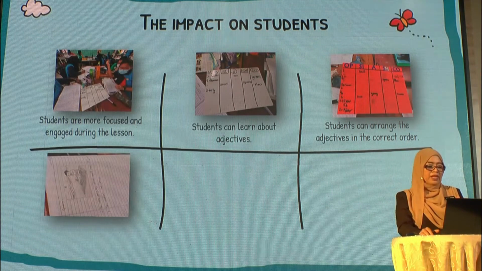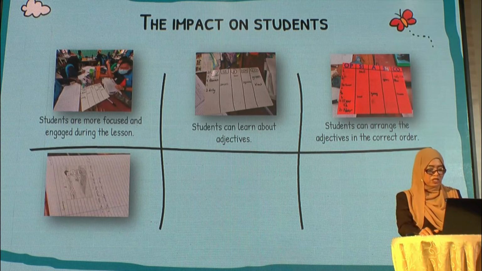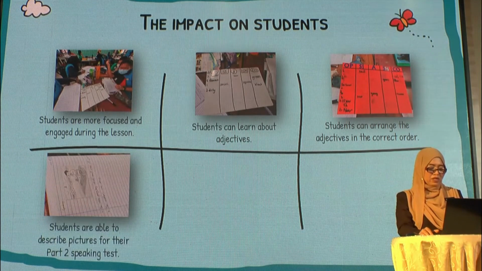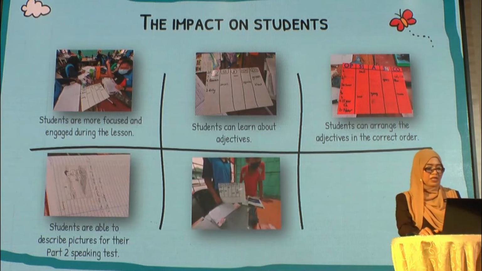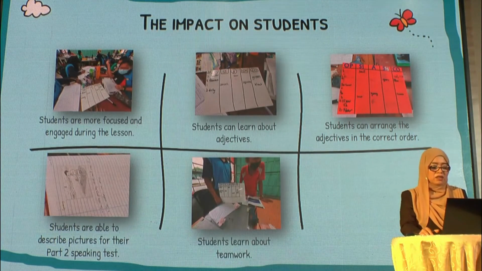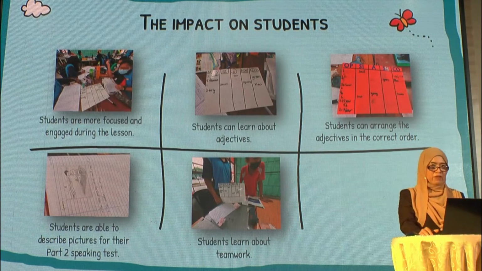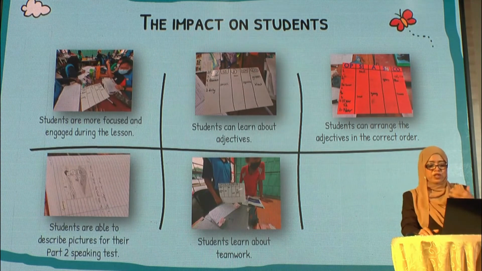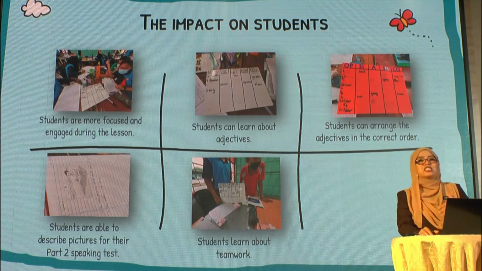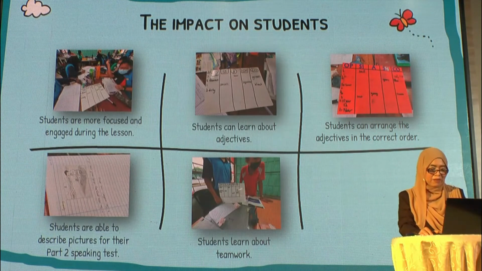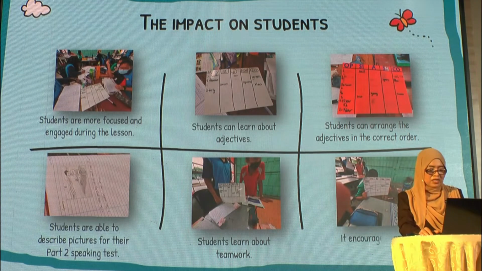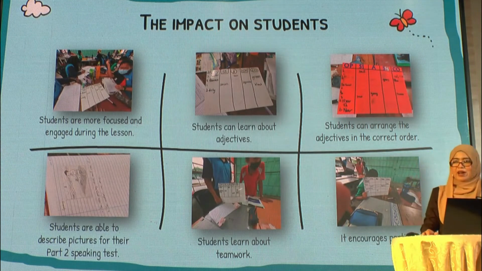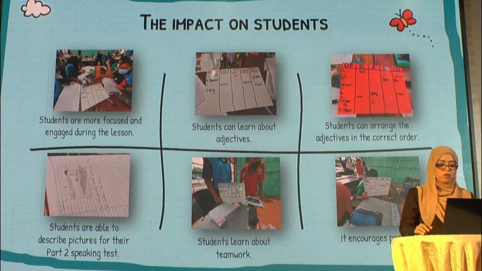From there we can also see that the students are able to describe the pictures for the part 2 speaking test at the end of the year in their summative test, and they learn about teamwork. Because they have to describe the 5 photos, all of them have to finish describing before they can present in class. And last but not least, it encourages participation from the less performing students.